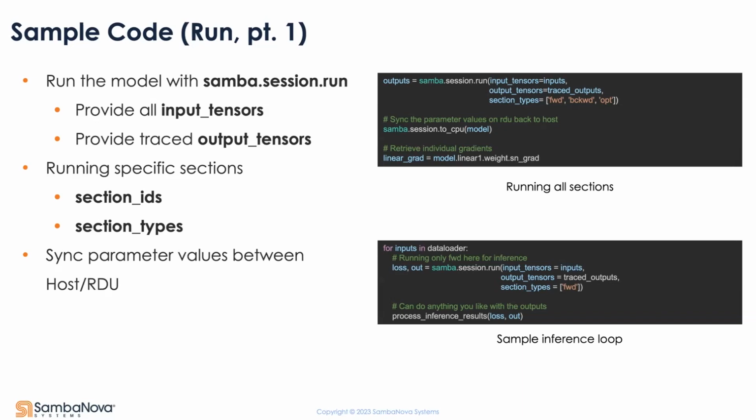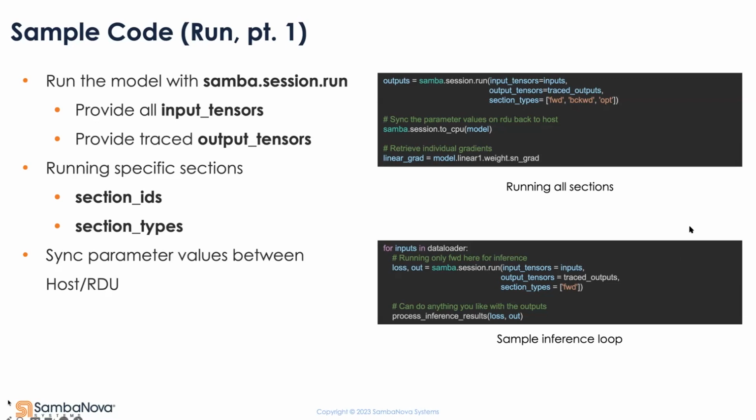Okay, and of course, this lets you sync between CPU and RDU, because SambaFlow doesn't yet support everything that PyTorch does. So there will be times where you have to run a function on CPU. For example, we don't support every loss function. So you might have to sometimes do loss off RDU and do it on CPU. Okay, and that's when you would do that syncing.